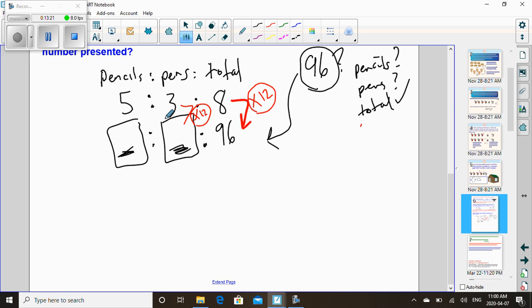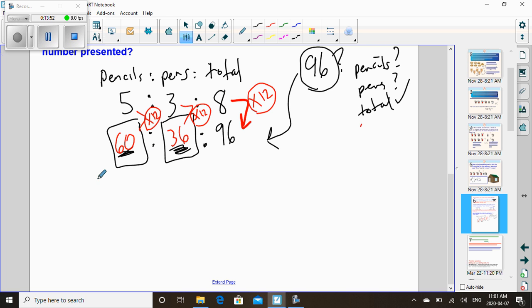3 times 12. What's that? Think about it. What is it? Have a number in your head? Good. 36. And 5 times 12. Think about it. What is it? 5 times 12. I'm waiting because I know some of you got work to do on memorizing your multiples. 5 times 12, 60. Okay.